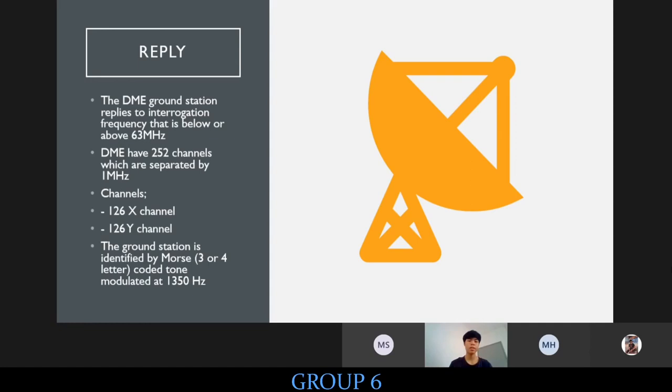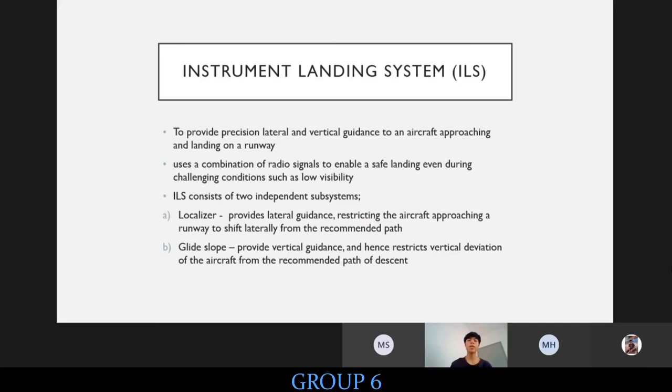Now moving on to the instrument landing system, ILS. ILS is a system that works by sending radio waves downrange from the runway end, with aircraft that intercept it using the radio waves to guide them onto the runway. So ILS is to provide precision lateral and vertical guidance to an aircraft approaching and landing on a runway. ILS uses a combination of radio signals to enable safe landing even during challenging conditions such as low visibility.